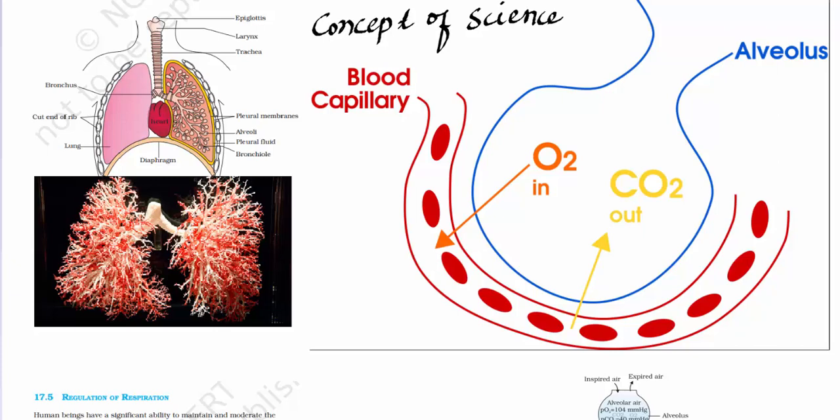Today we will learn the breathing mechanism in humans. These are the organs which are associated with breathing. We have epiglottis, larynx, trachea. This trachea is the windpipe which divides into two called bronchus. There are two lungs. Then we have bronchus. Bronchus divides into bronchiole and then bronchioles end up in alveoli.